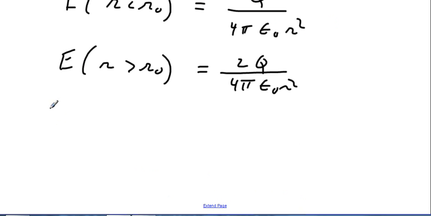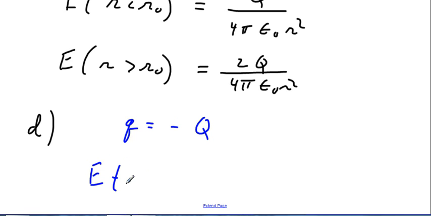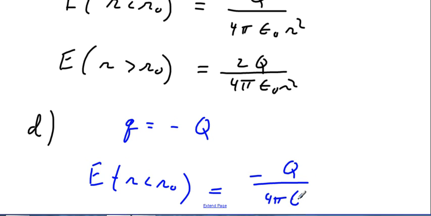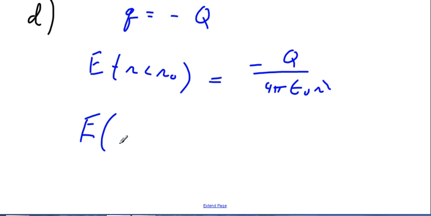And then there's the D part of the answer, where we have q equal to minus big Q. Okay, so E at r less than r naught is going to be minus Q over 4 pi epsilon naught r squared. And when r is greater than r naught, we're going to end up with 0 because the two are going to cancel each other out.